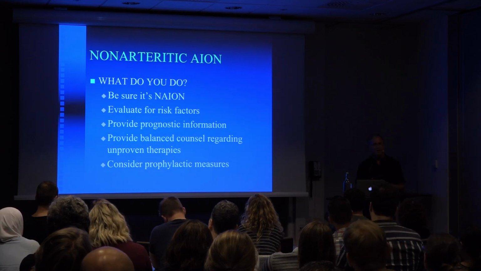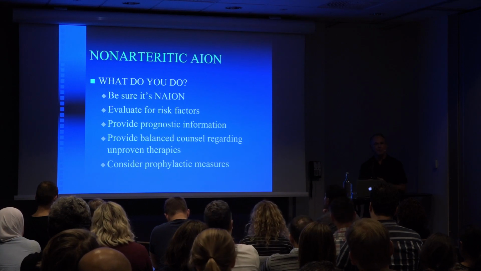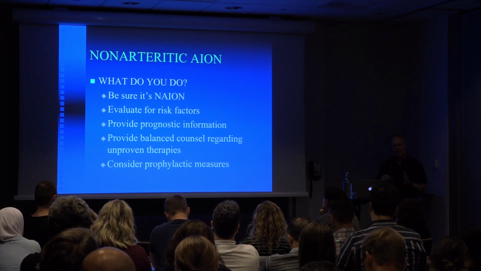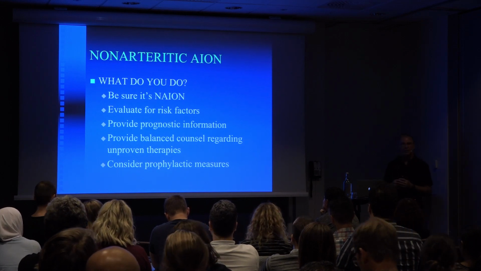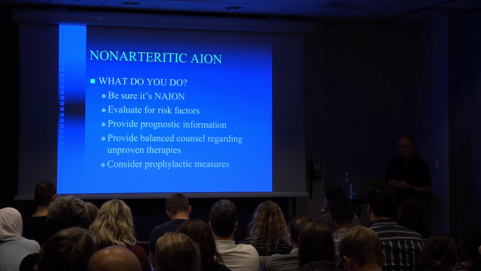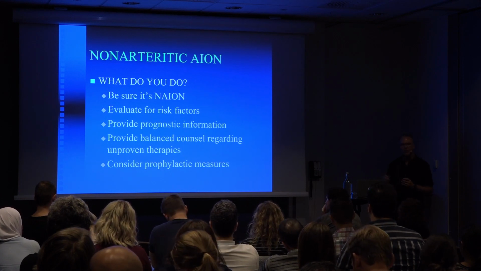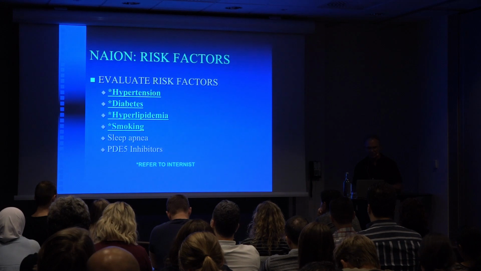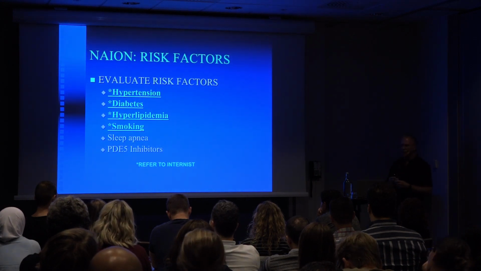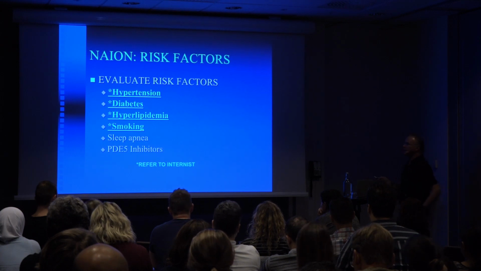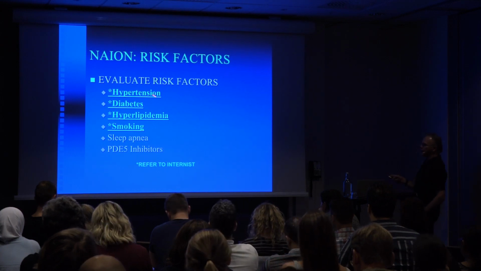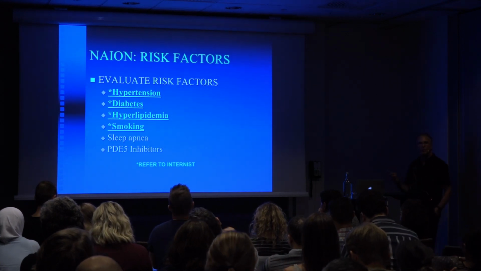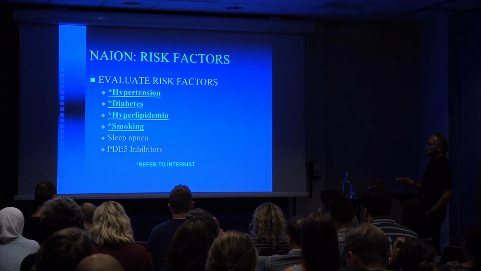I provide them with the prognostic information, what to expect. Everybody wants to know what to expect after they've had visual loss in one eye from NAION. I provide them some balanced counsel about all the things that are out there that are unproven to treat this disorder. And then I consider whether some prophylactic measure might be appropriate to reduce the risk of fellow eye involvement. So this we talked about already. The risk factors, there are more than this, but we think about these as kind of the major risk factors for NAION: hypertension, diabetes, hyperlipidemia, smoking. There's variable information supporting those, but we look into those in general to assess for it.